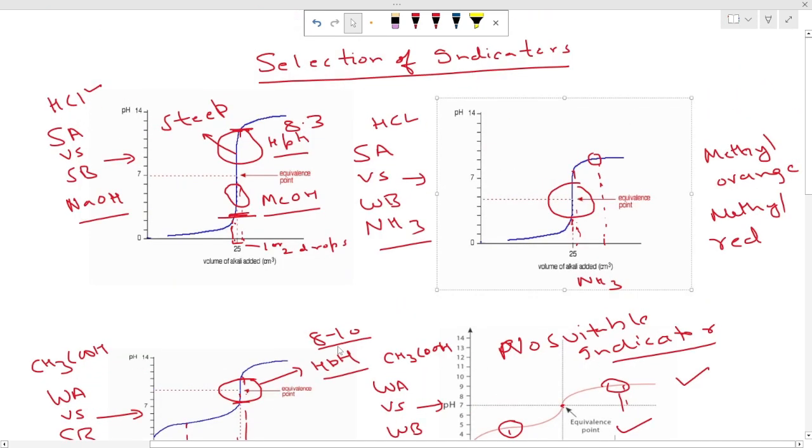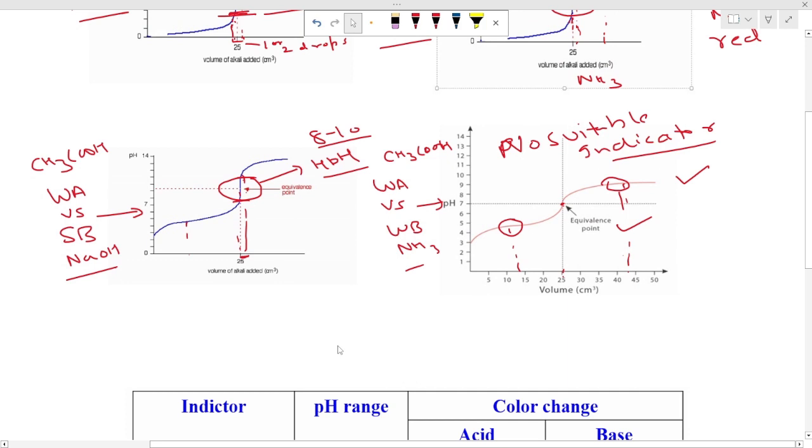And then you have to show which indicators are suitable for each type of titration. Those indicators which have a pH range in the steep region of the curve can only be used. And in the case of weak acid and weak base, there is no suitable indicator to indicate that the equivalence point has been reached.